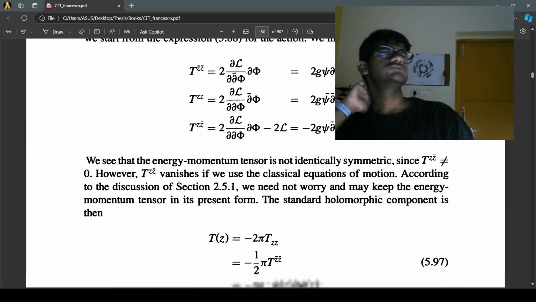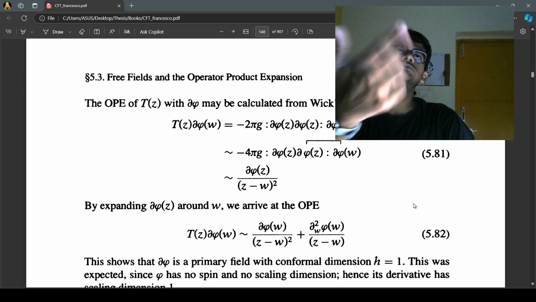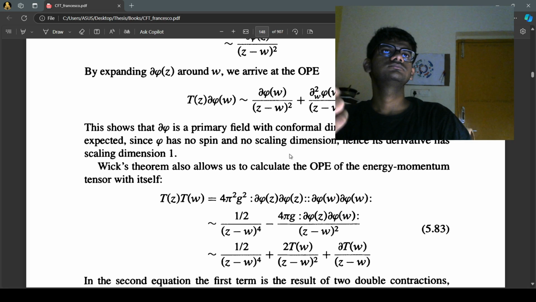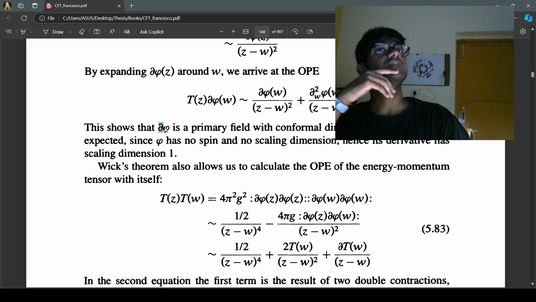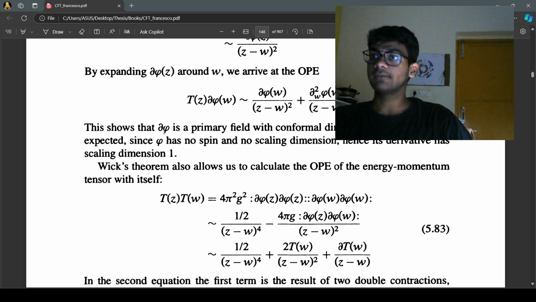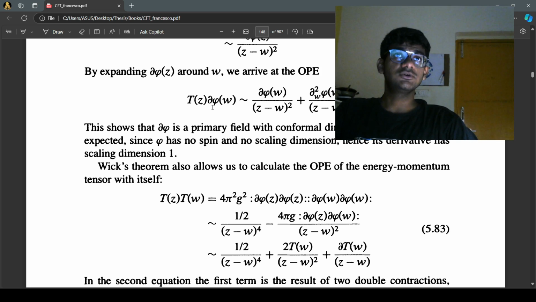So you end up with the conformal dimension of the scalar field. Also, you can guess it, just this thing, right? And the derivative of the scalar field. Okay, and the scalar field has no conformal dimension, of course. It has no spin, no scaling dimension, so it has a zero conformal dimension. But the derivative of phi apparently has h equals 1, which kind of makes sense, I guess.